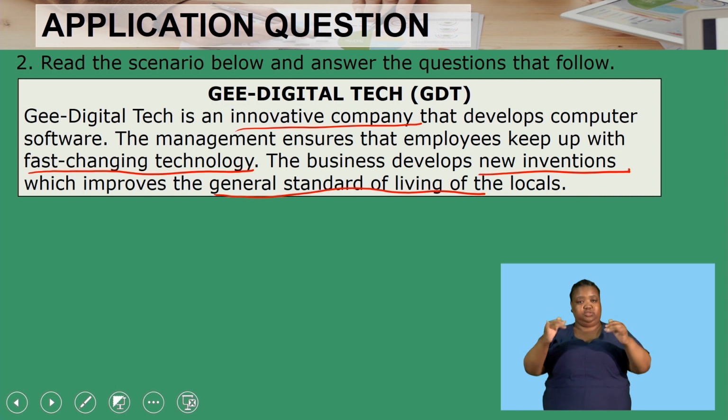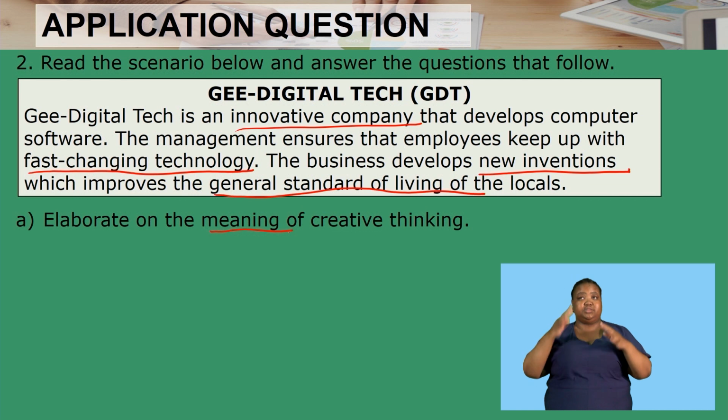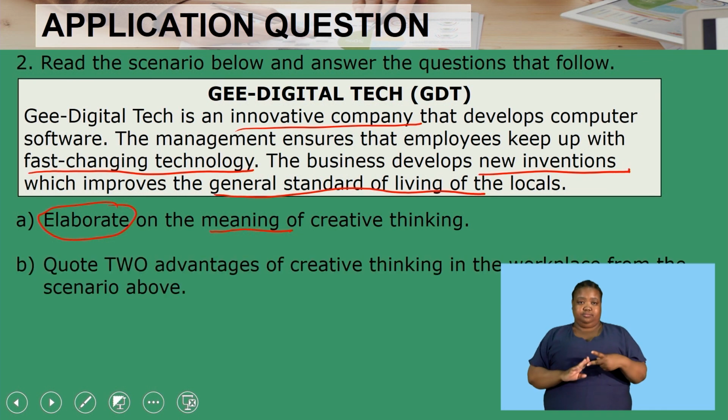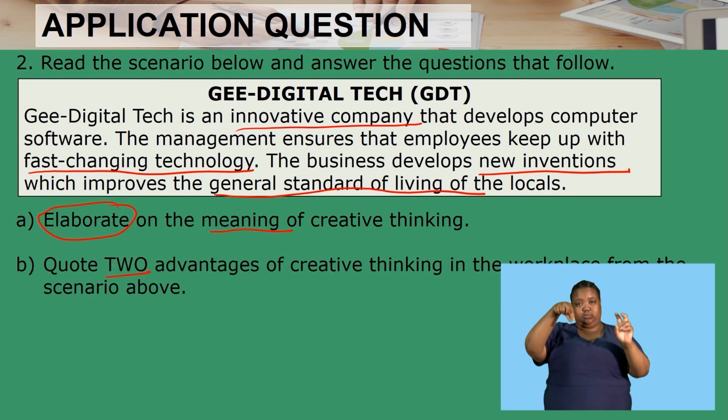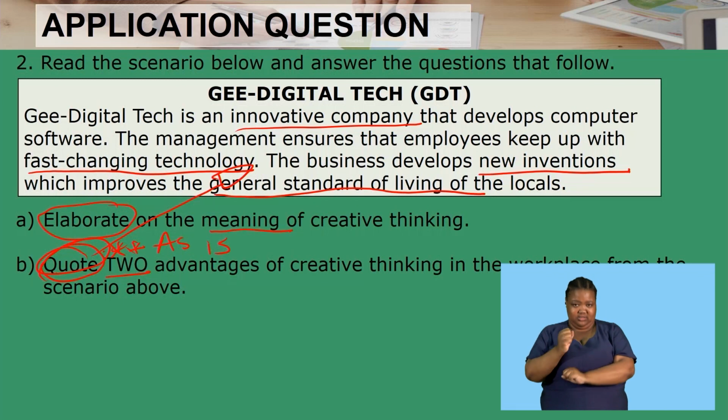Let's do the questions. Right, the first question says, elaborate on the meaning of creative thinking, meaning expand on the meaning of creative thinking. The second question says, quote two. So quote means what? Means word for word. Don't forget, when they say quote, word for word, where do you get the answers from? From the scenario. You don't have to change anything. You take it as is. Nothing should be changed. Verbatim, as is, nothing should be changed.